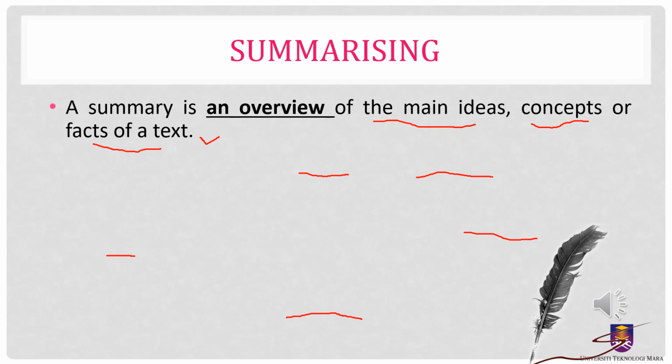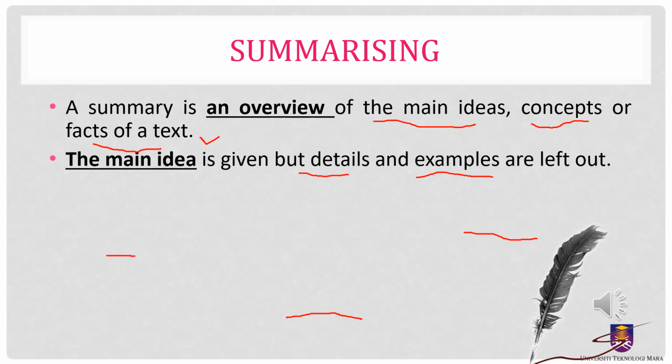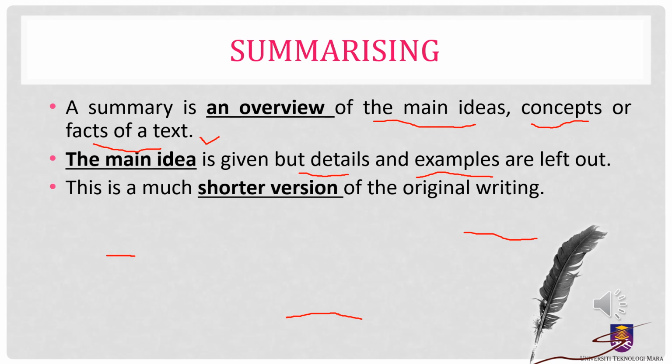So let us dig deeper into what summarizing is about. A summary is an overview of the main ideas, concepts, or facts of a text. Second, the main idea is given, but details and examples are left out. The third one is that this is a much shorter version of the original writing. So you must make sure that your answer is shorter than the original writing.